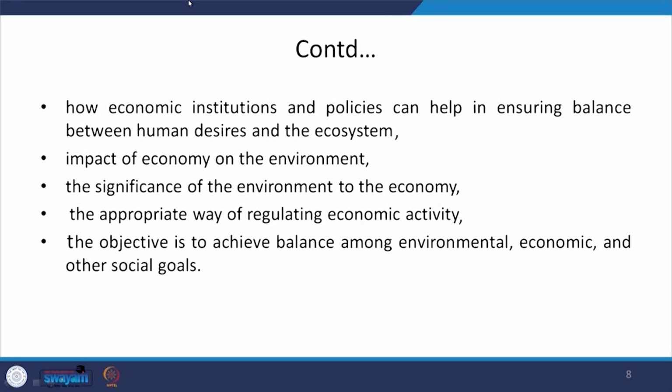Let me now discuss why we should study environmental economics, or what is the rationale of studying environmental economics. To know this, we should know the relationship between environment and economy. The environment provides us various kinds of goods and services, and when we give more emphasis on economic activities, these services come under pressure and also get degraded.